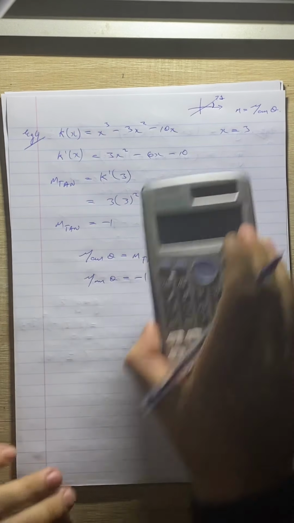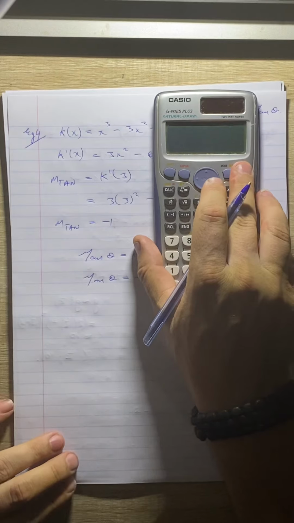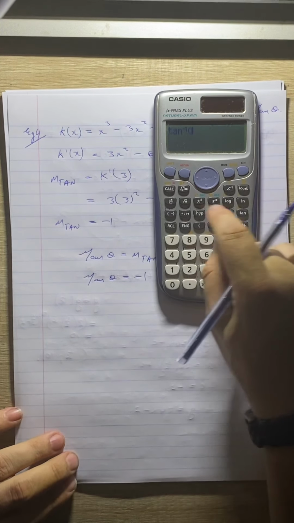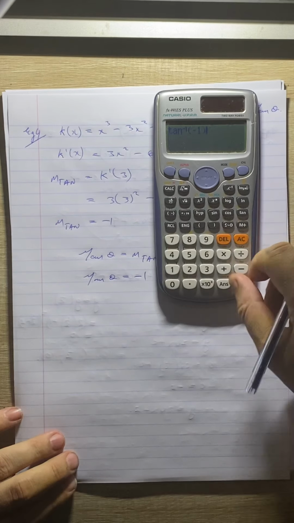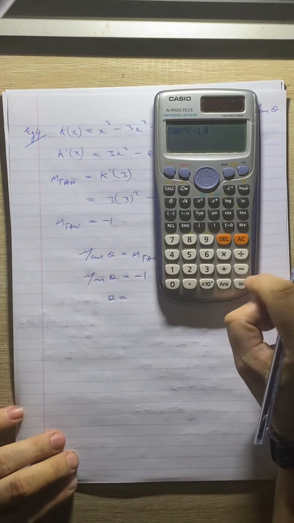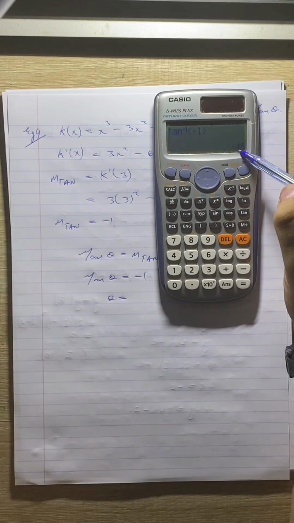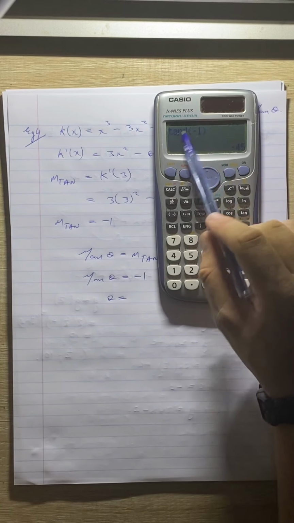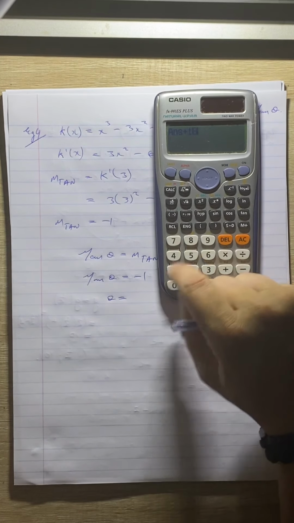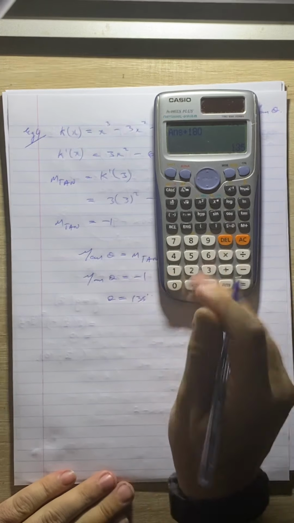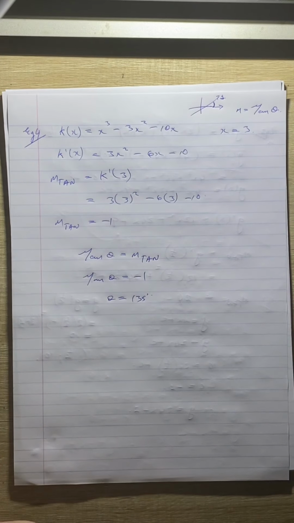Now, just remember from last year, grade 12s, what I do is I go shift tan minus 1. And I have to do the shift because I'm working out an angle. And we get minus 45. Now remember, we do not work with negative angles. So with the tan, just remember you just add 180 to it and you get 135. Your angle of inclination is 135.